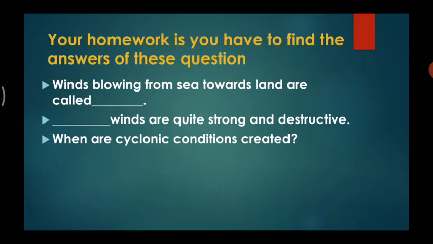Let's move forward. That's your homework. The first question is, winds blowing from sea towards land are called dash. Next is, dash winds are quite strong and destructive. And the last one is, when are cyclonic conditions created?